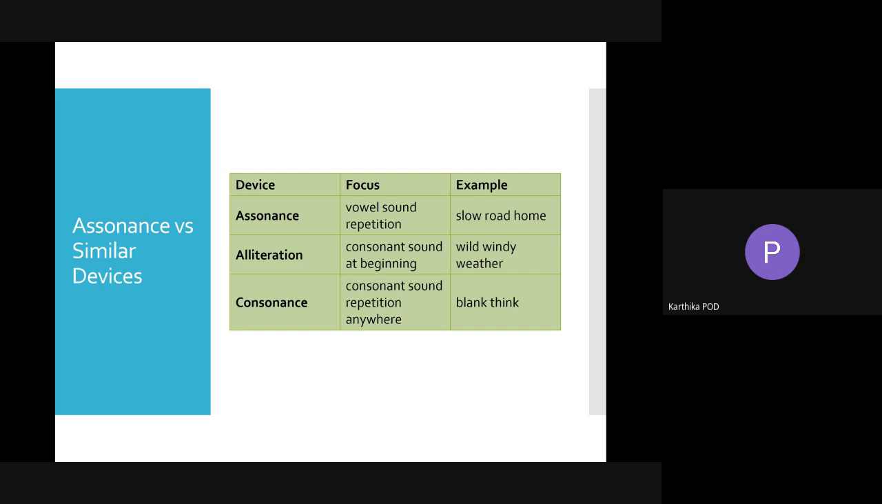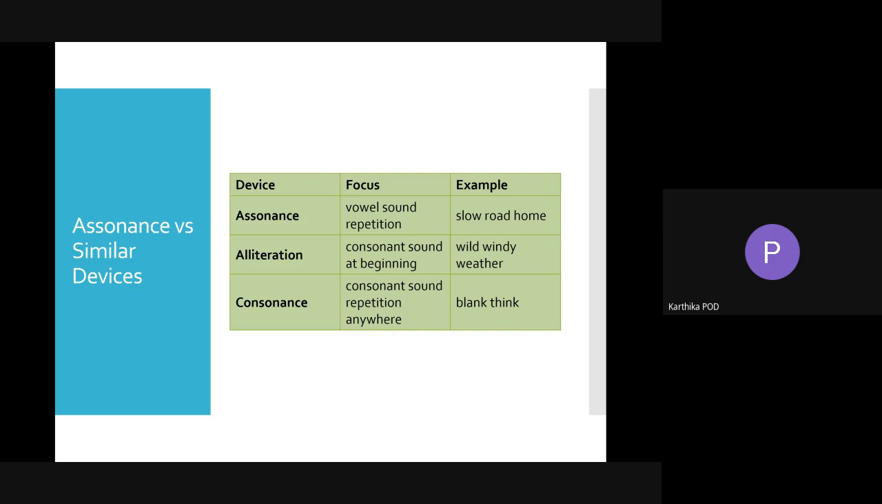Now, there is a difference between consonance and alliteration. I want you to keep that in mind. Consonance can have consonant sound repetition anywhere, but alliteration will have the consonant sound at the beginning. For example, wild windy weather. The w consonant sound is getting repeated at the beginning of all the three words, which are wild, windy, and weather. Therefore, it is called an alliteration.